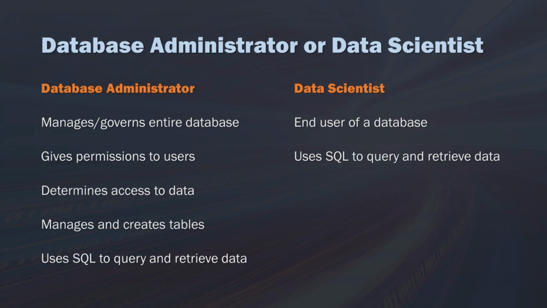The way the two positions, DBA and data scientist, are similar is that they both use SQL to understand the data, to query it and retrieve it. They both write very complex queries, but the main difference is that the data scientist is really the end user, whereas the DBA is the one who administers it, governs it, and manages the database as a whole.